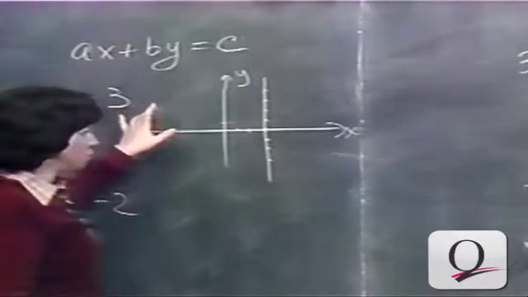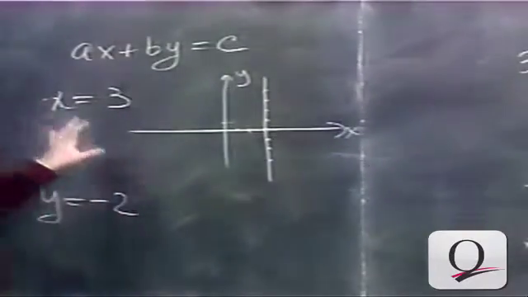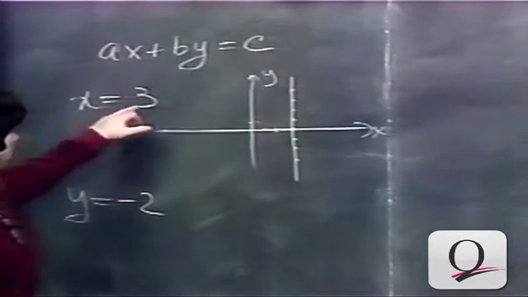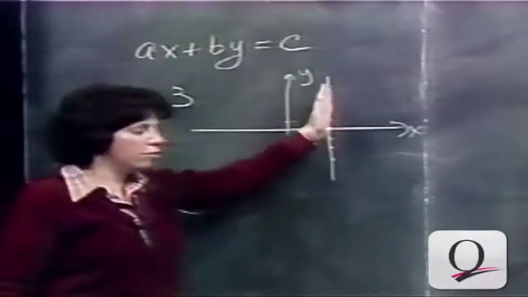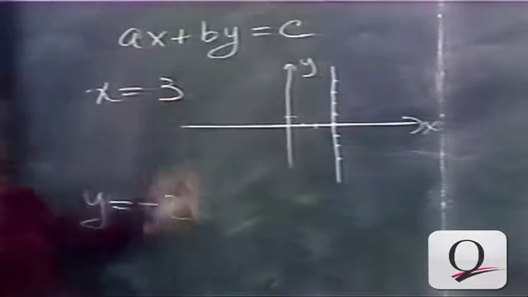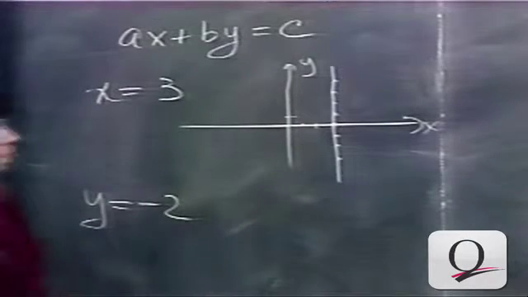x equals a constant will always be, when you graph it, a vertical line. Now, if the constant is positive, it'll be to the right of the y-axis, that number of units. If the constant is negative, the line will be located to the left of the y-axis, that number of units over.